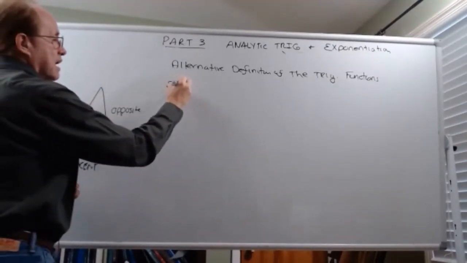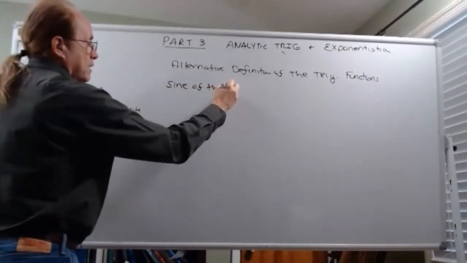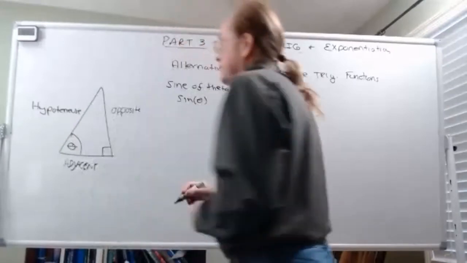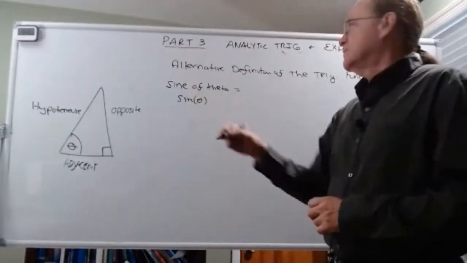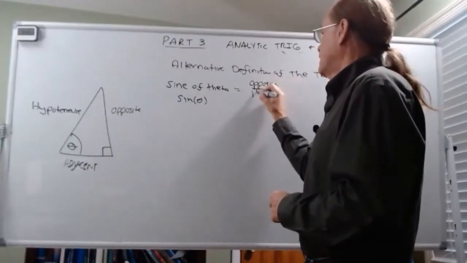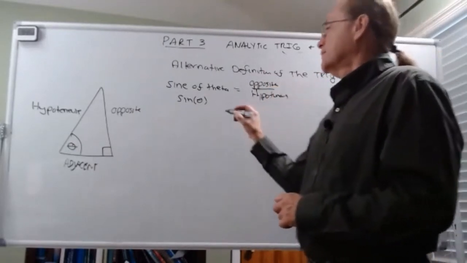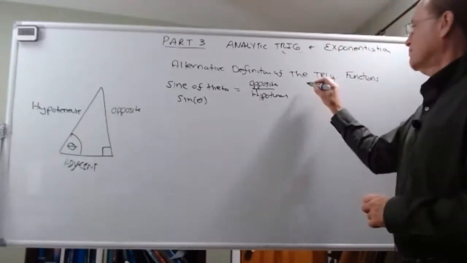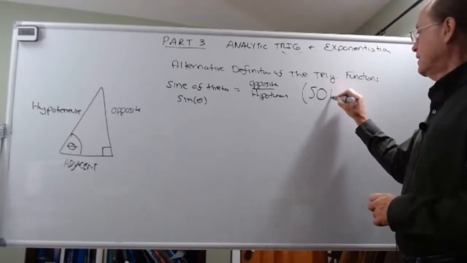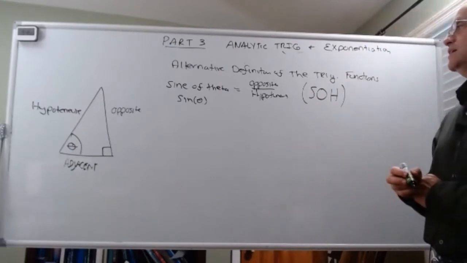We could define the sine of the angle theta, which today we write as sine of theta, as simply equal to the opposite over the hypotenuse. The length of the opposite side over the length of the hypotenuse. And sometimes you hear that written out as SOH: S for sine, O for opposite, H for hypotenuse. And then you see the cosine is CAH and TOA.